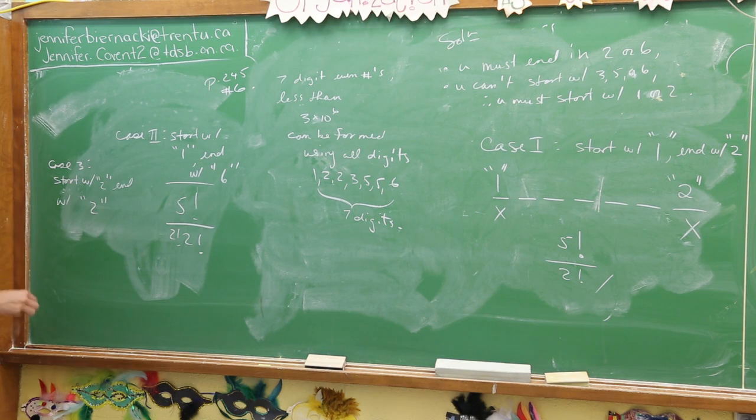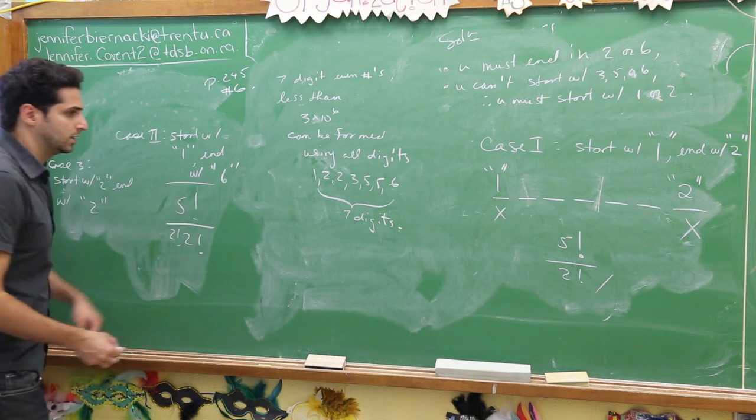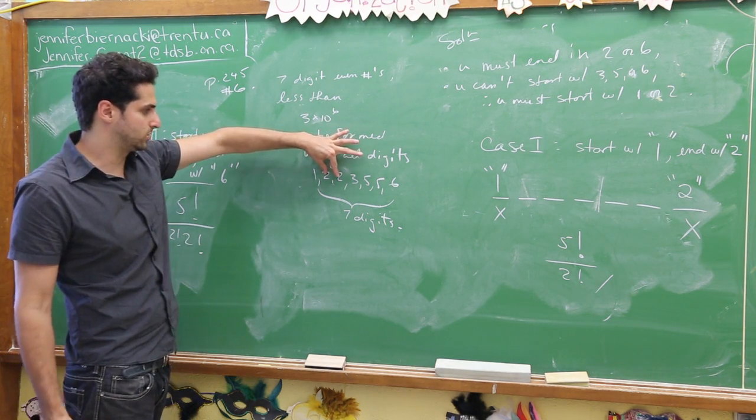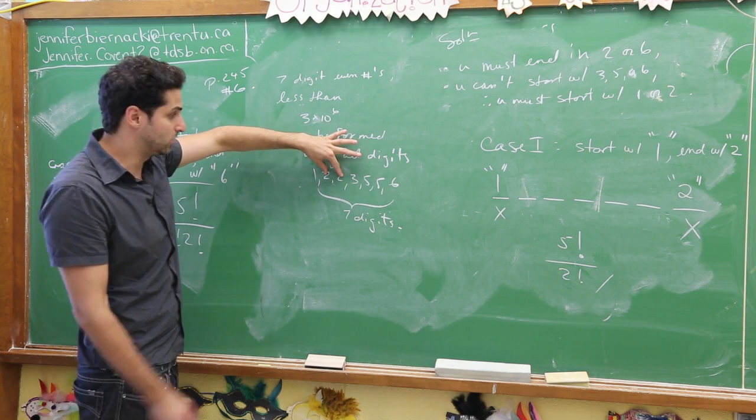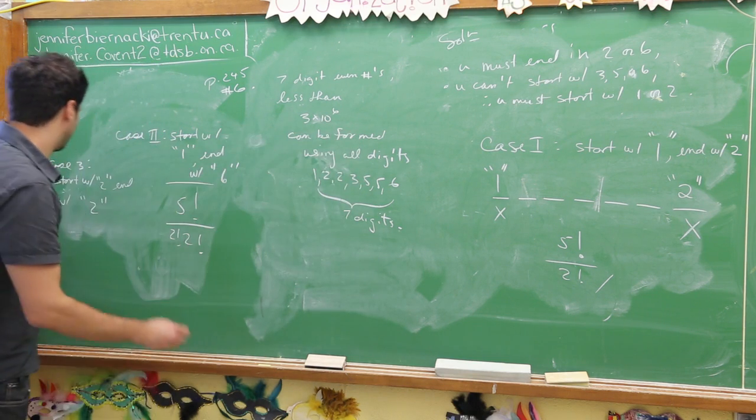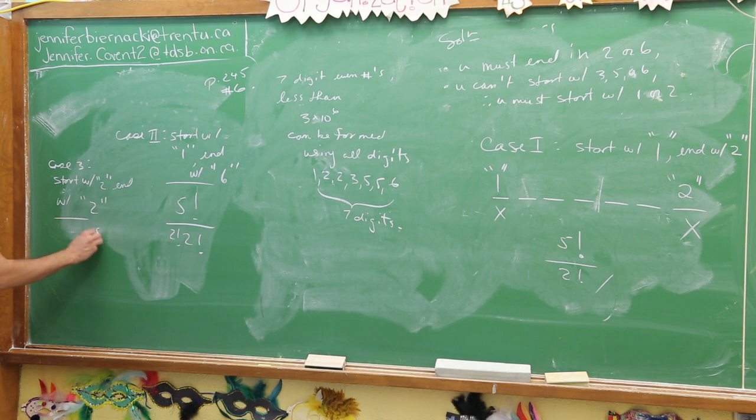So if you start with 2 and you end with 2, guess what? You have no more 2's left, right? One double. But you still have a double. So you have your 5 factorial over 2 factorial, right? And then what's the last case?